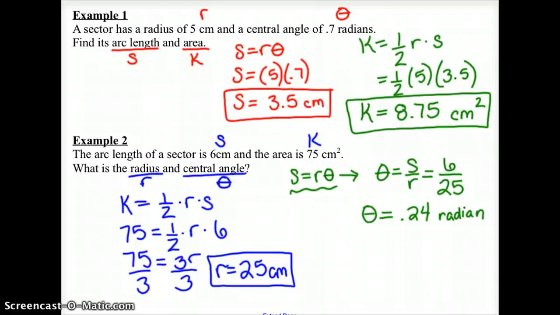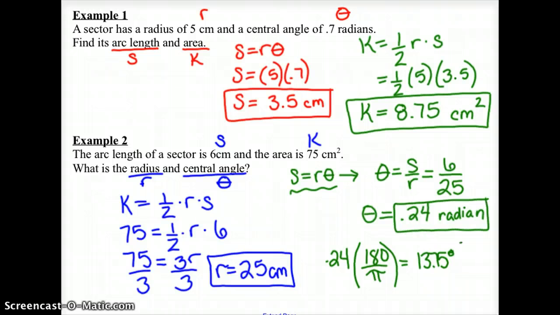If it said it wanted degrees, I could take my radians and multiply by the conversion factor, 180 over pi, and I would get 13.75 degrees. So I got my radian measurement for theta, and I can get the degree measurement by using the conversion factor.